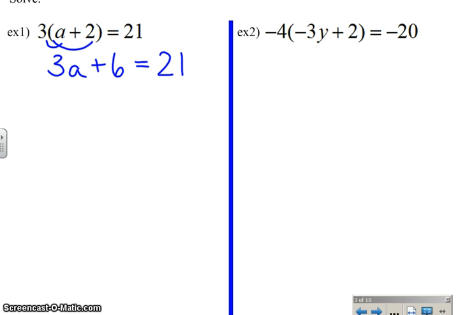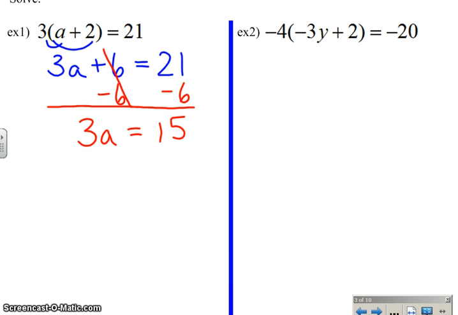You may possibly be able to identify here that now we're back to a two-step equation. We are going to first undo that addition by subtracting 6 from both sides. That's going to leave us with a 3a on the left and a 15 on the right. Now we're going to undo the multiplication by dividing. 3 over 3 cancels, a is alone, and we get our answer of 5.